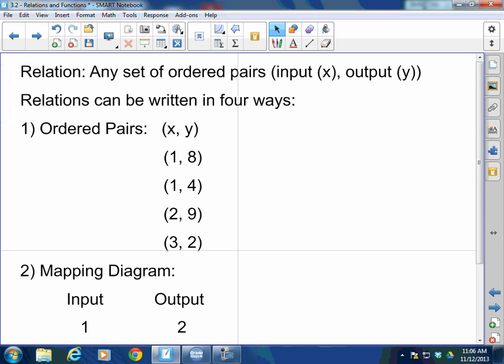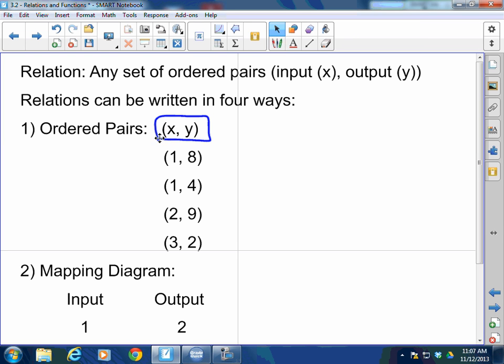There are four ways that you can write a relation. You can write it as ordered pairs, just a set of ordered pairs: (1, 8), (1, 4), (2, 9), (3, 2). Remember, for the ordered pairs, you've got to have the x, comma, the y. If it's not in that order, unfortunately, it is wrong.